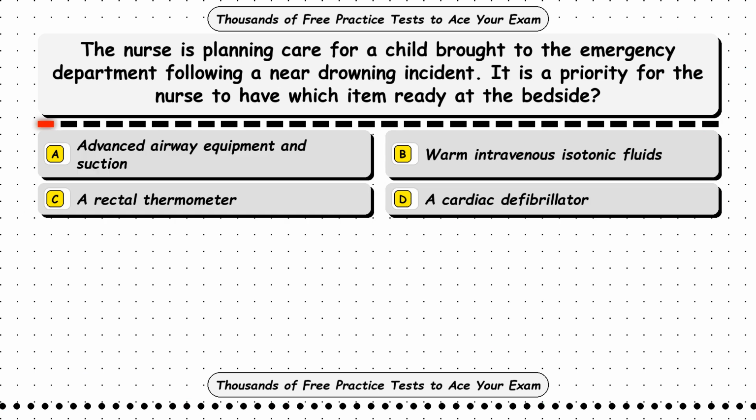Question 114. The nurse is planning care for a child brought to the emergency department following a near-drowning incident. It is a priority for the nurse to have which item ready at the bedside? Option A. Advanced airway equipment and suction. Option B. Warm intravenous isotonic fluids. Option C. A rectal thermometer. Option D. A cardiac defibrillator.